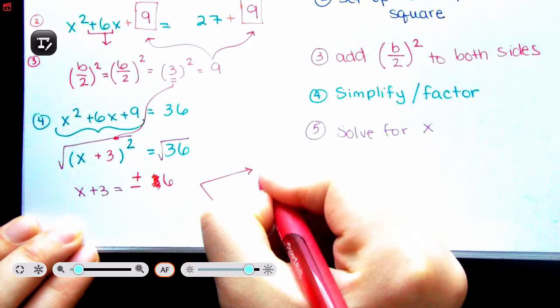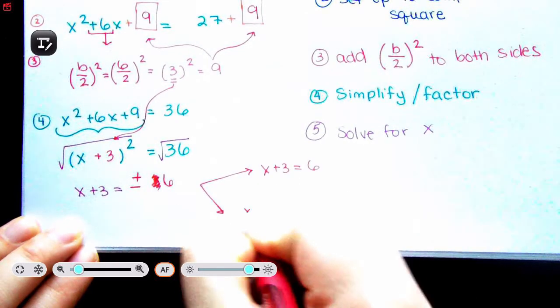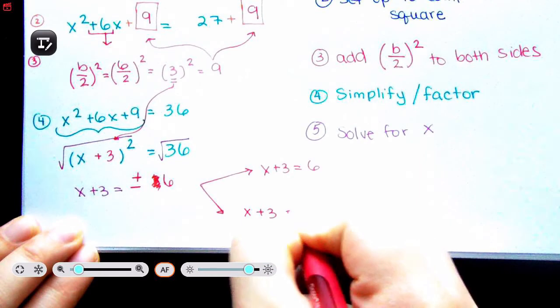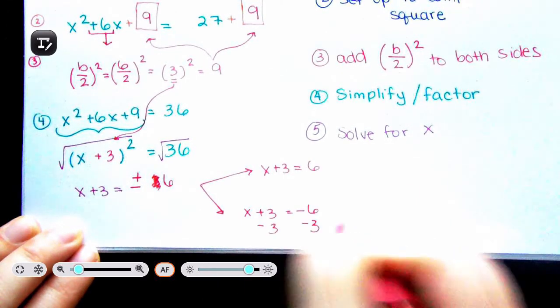You have two equations. You have x plus 3 is equal to positive 6. Your second equation, x plus 3 is equal to negative 6. So I'm going to subtract 3 from both sides.